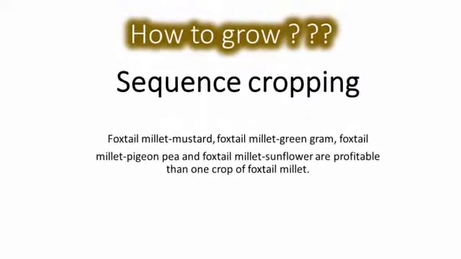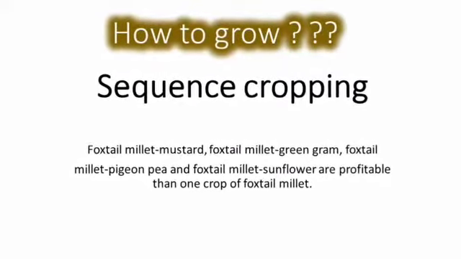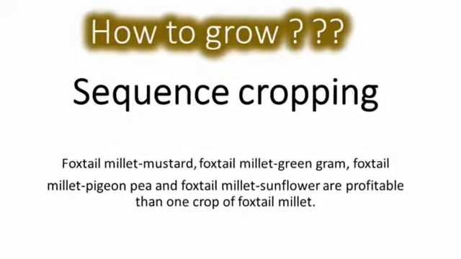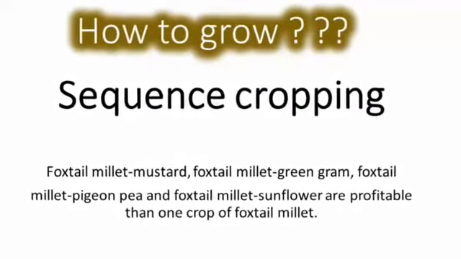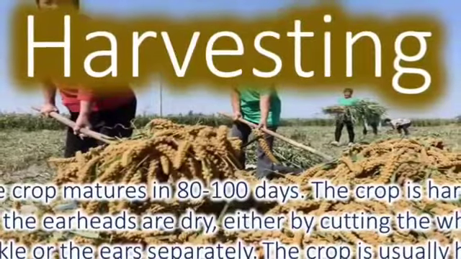Foxtail millet can be grown as a sequence cropping. Foxtail millet with mustard, foxtail millet with green gram, foxtail millet with pigeon pea, foxtail millet with sunflower, so those are more profitable than other crops of foxtail millet.